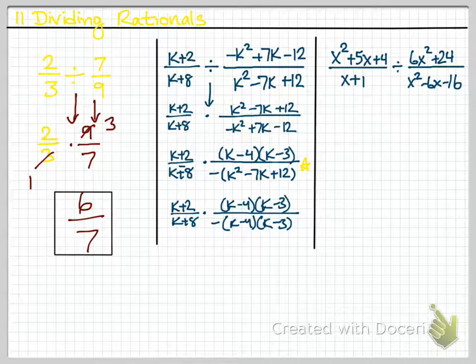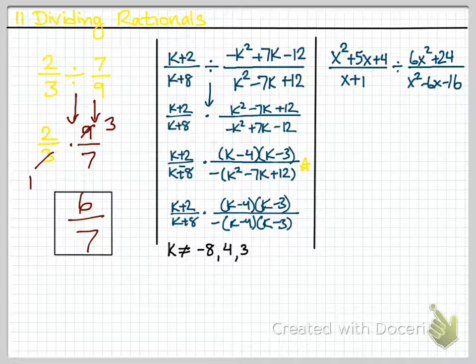I put a star there because that move is done usually when there's a negative in front of our first term. So you want to be aware of that, keep that in mind, and when you do see a negative in front, it might clean things up if you divide that negative out. Okay? Now, we find our excluded values. K can't be negative 8, 4, or 3. If you look at the three expressions at the bottom, k plus 8, k minus 4, and k minus 3.